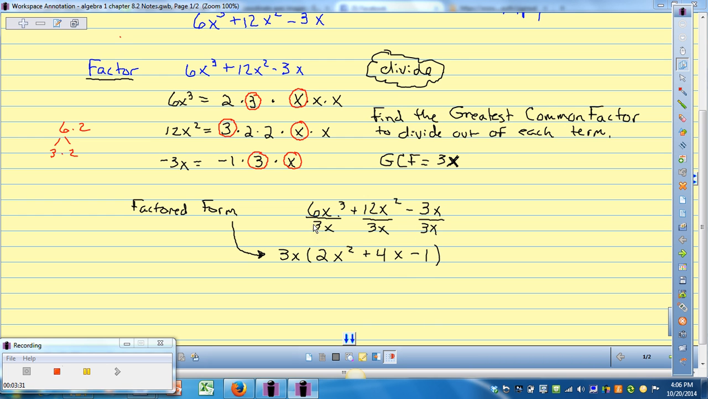So to write it in factored form, we take the greatest common factor that we're dividing by, 3x, that goes out in front of the parentheses, and inside the parentheses is what we get when we divide by that value. So that's where we have our 2x squared plus 4x minus 1. So let's look at one more example.